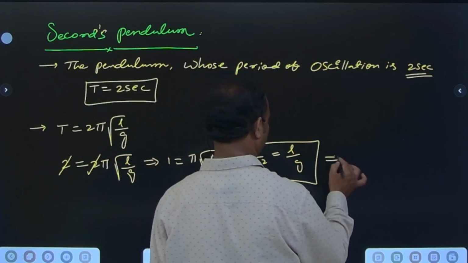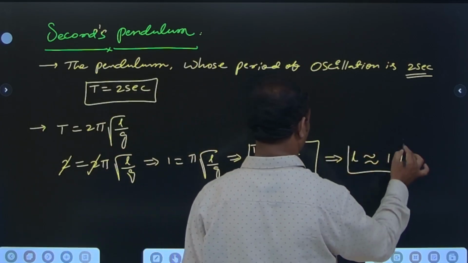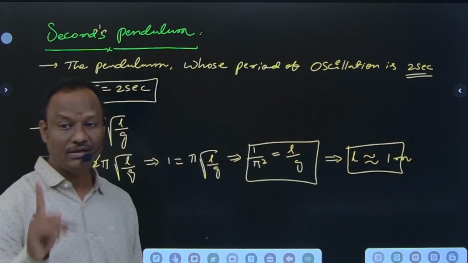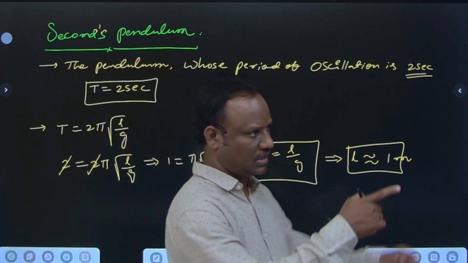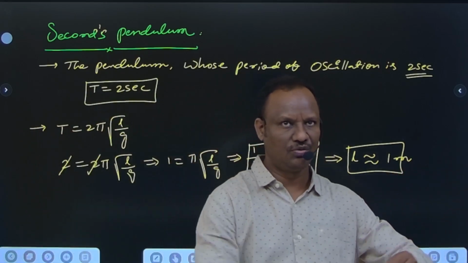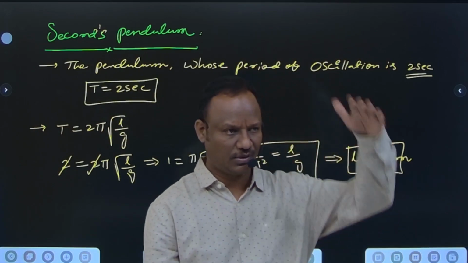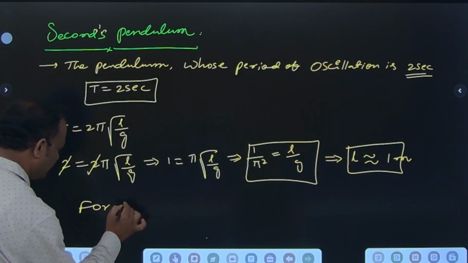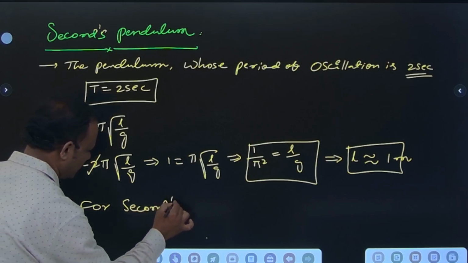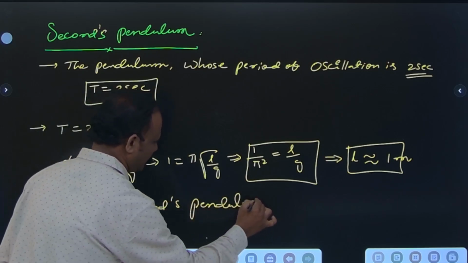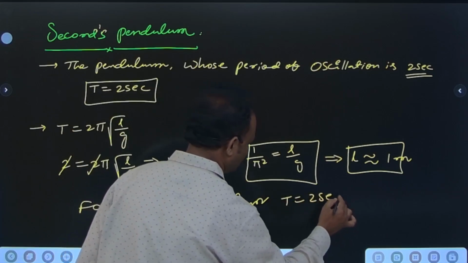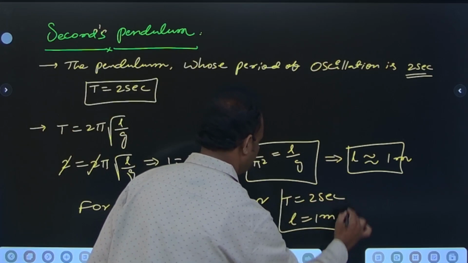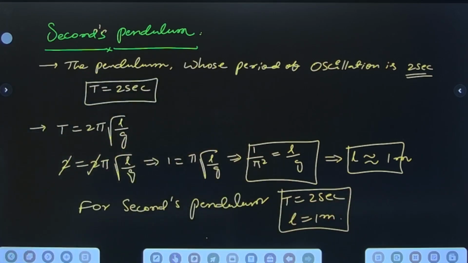So L is similar to 1 meter. To make the oscillation, it has to complete one oscillation, starting from here and going to here, in 2 seconds. What should the length of the pendulum be? 1 meter. So for a seconds pendulum, the time period is equal to 2 seconds and the length must be nearly equal to 1 meter. That's it.